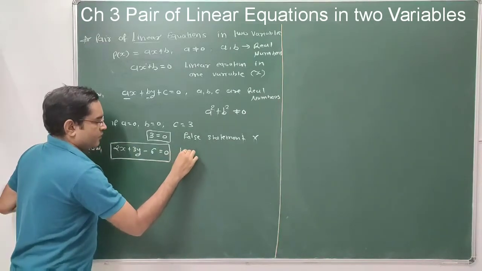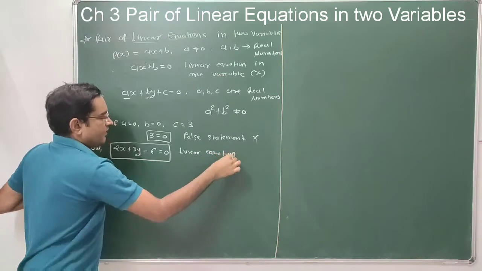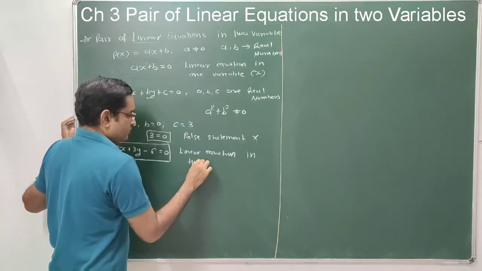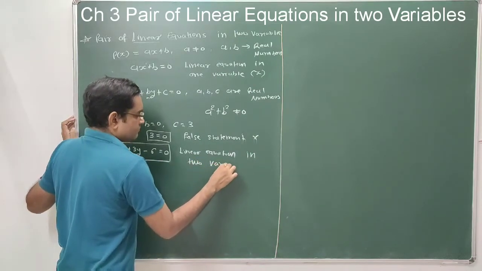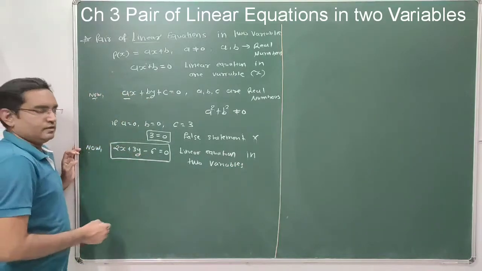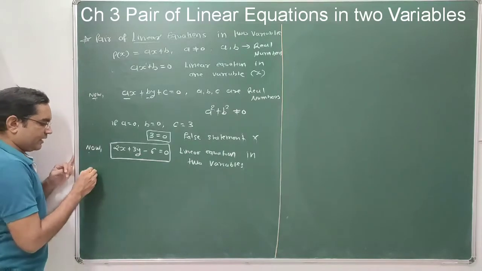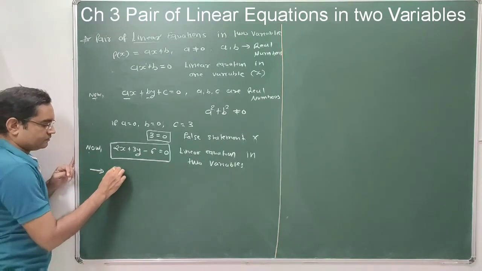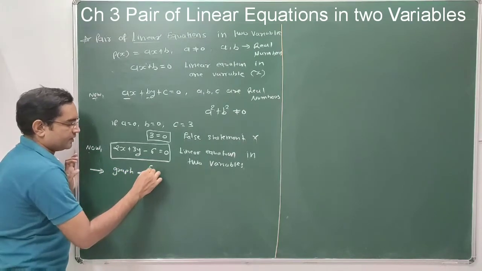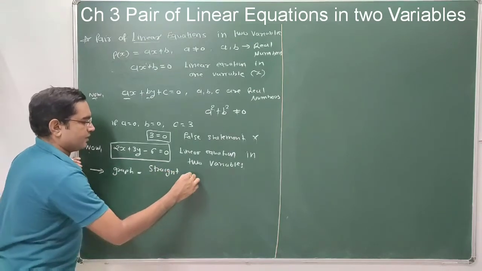This is a linear equation. The two variables are x and y. Their power is 1. So this is one linear equation in two variables. If we draw the graph of this linear equation, the graph will be a straight line.